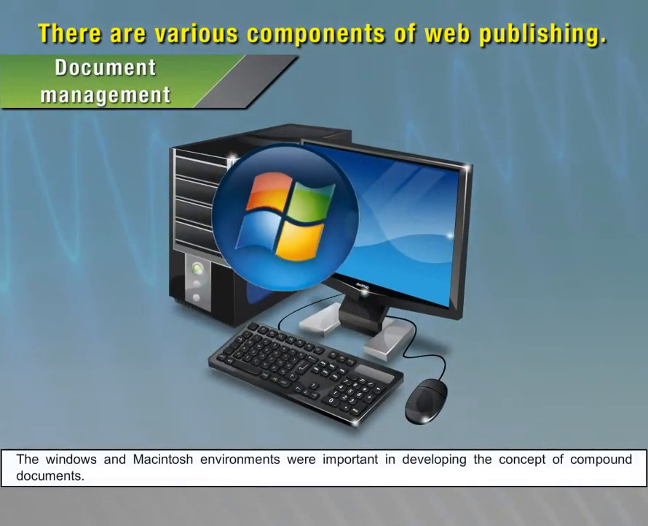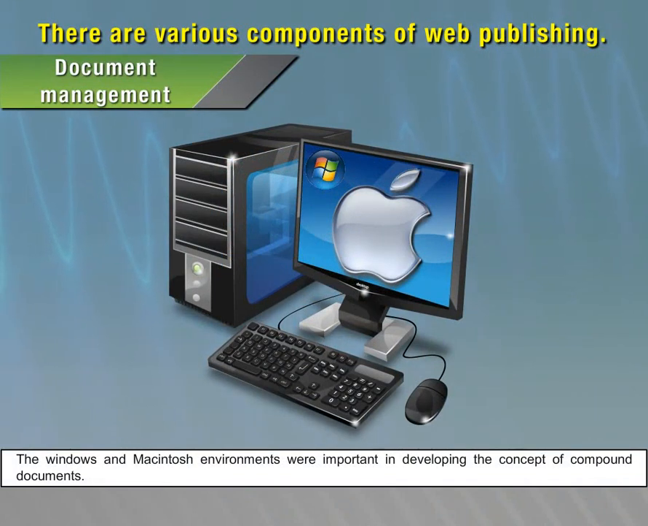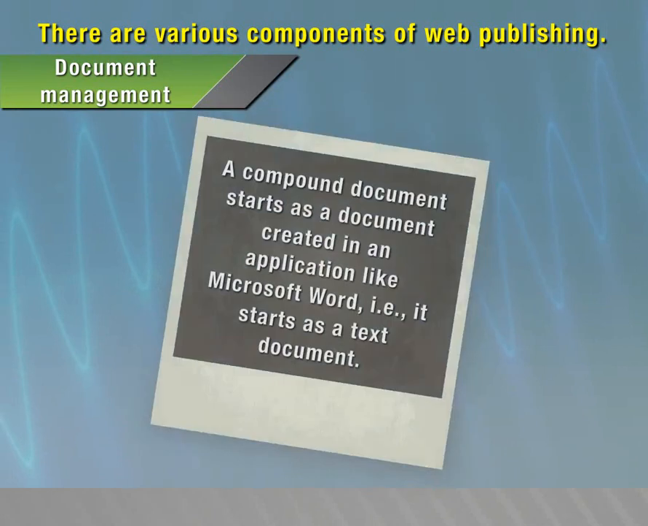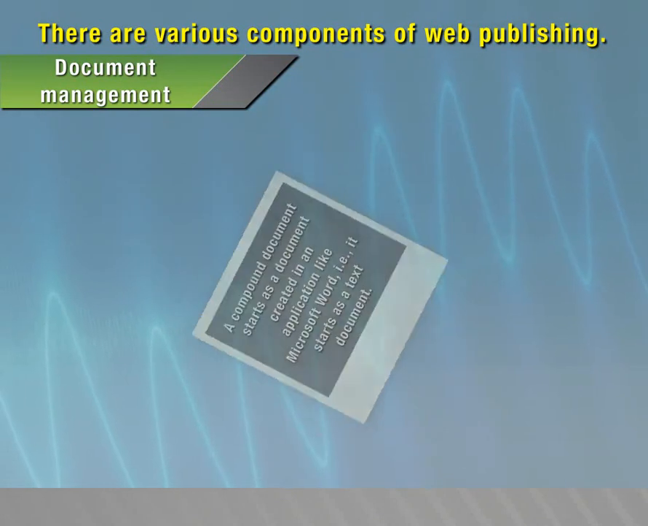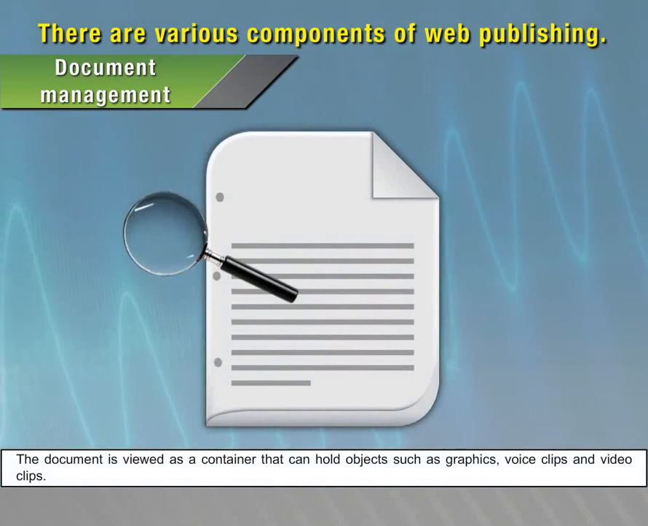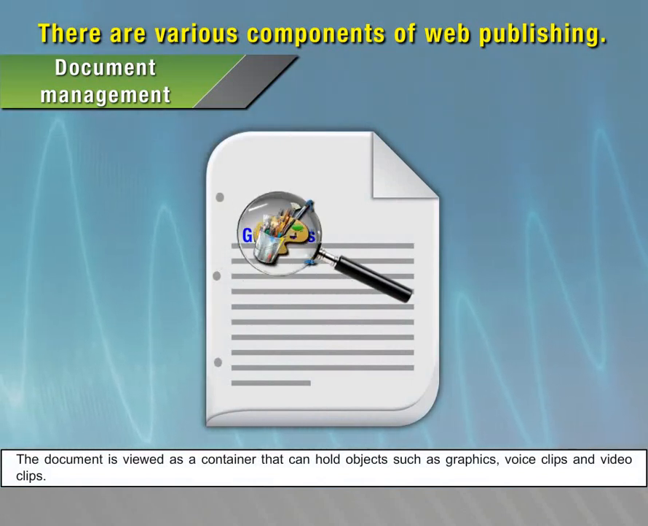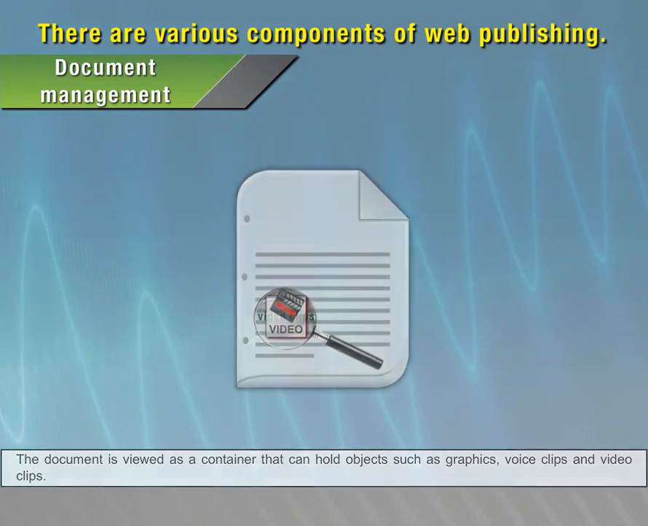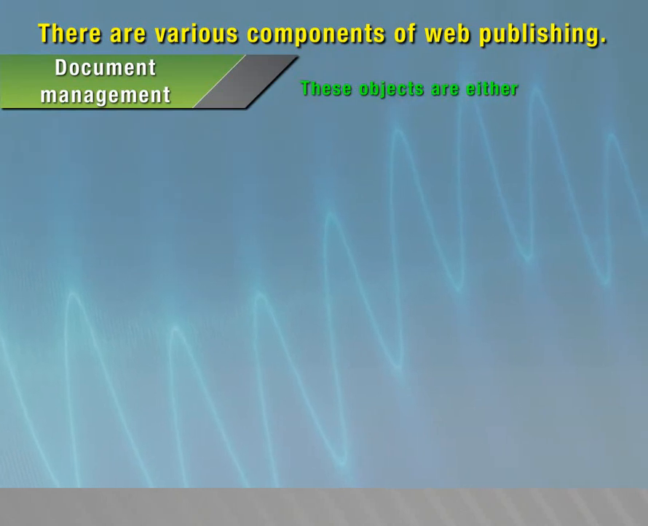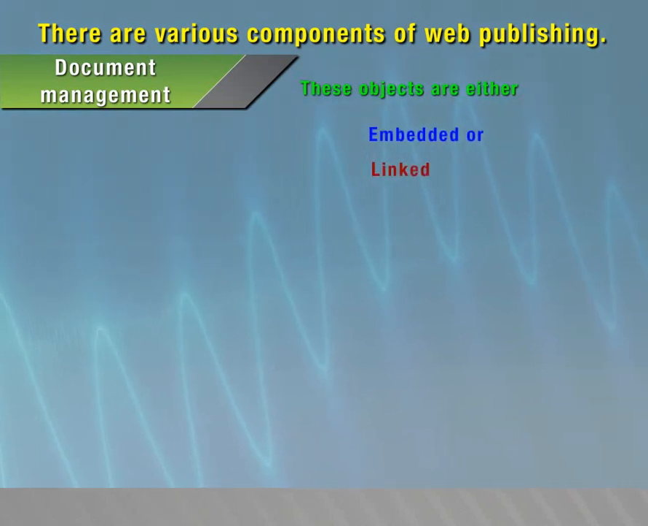The Windows and Macintosh environments were important in developing the concept of compound documents. A compound document starts as a document created in an application like Microsoft Word, that is, it starts as a text document. The document is viewed as a container that can hold objects such as graphics, voice clips, and video clips. These objects are either embedded or linked.